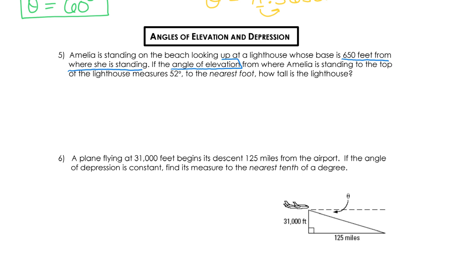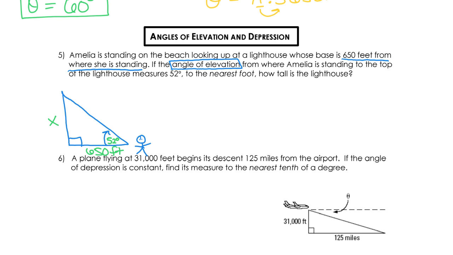If the angle of elevation, and right there that tells me I'm working on a right triangle, and the angle of elevation means to look up. So we have to be down here. So Amelia is down here and she's looking up to see the top of that lighthouse. Okay. And that lighthouse's base is 650 feet away from where she's standing. So our 650 is going to go on the bottom of the triangle. And when she looks up, she is looking up 52 degrees to see the top of the lighthouse. So that's the angle of elevation. To the nearest foot, how tall is the lighthouse?